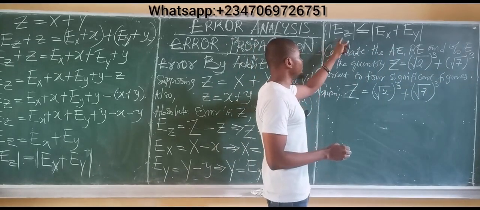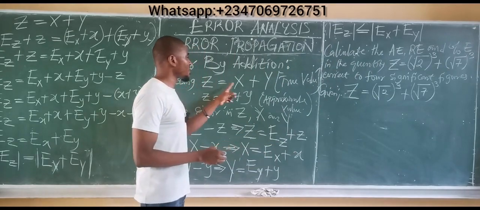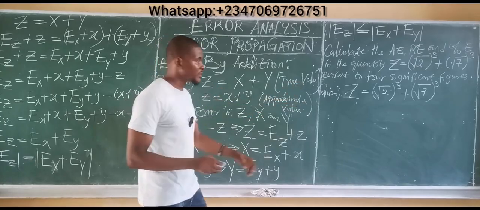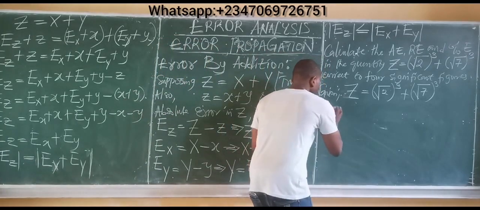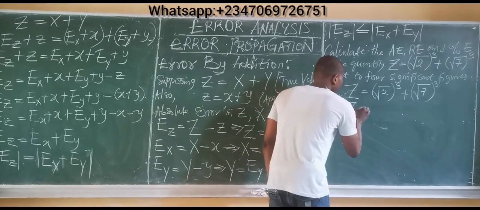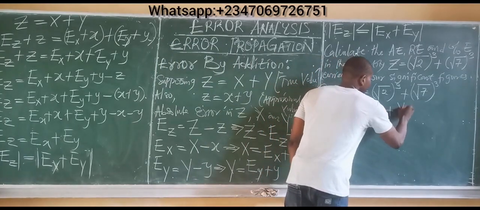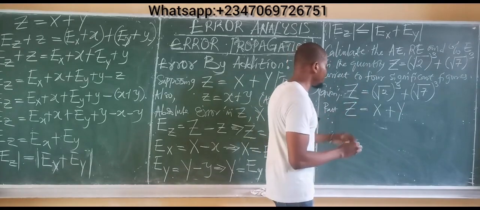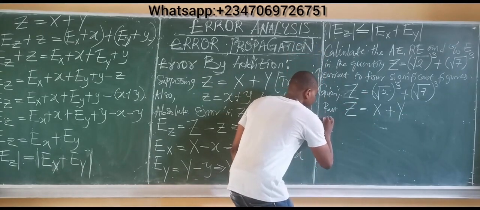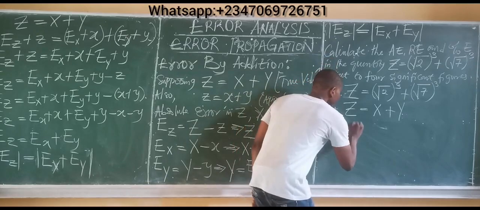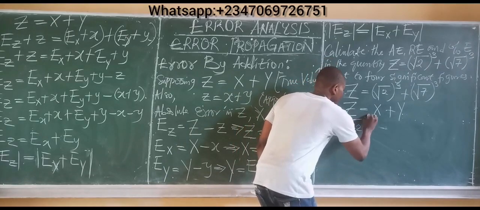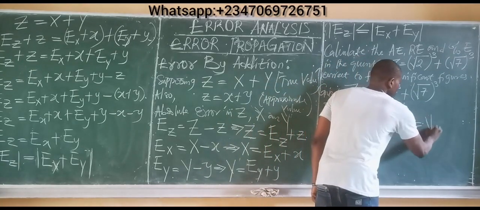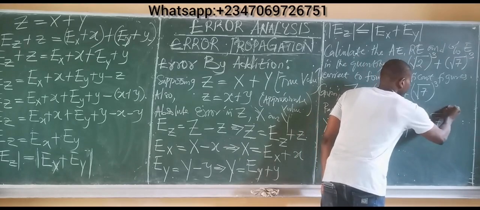Not forgetting, when we made this derivation, we simply called z equal to capital X plus capital Y, which indicates true value. So we're still going to use that same approach here. Z equals capital X plus capital Y, where capital X and capital Y are the real values. Upon comparison, the real value for X is the square root of 2 to the power of 3, and the true value for capital Y is the square root of 7 to the power of 3.